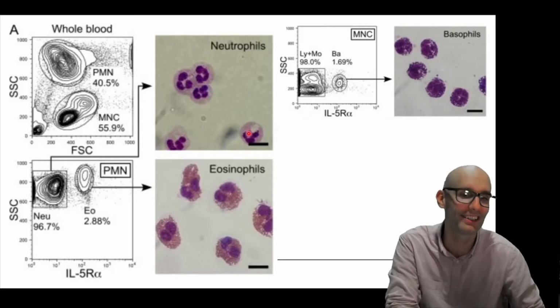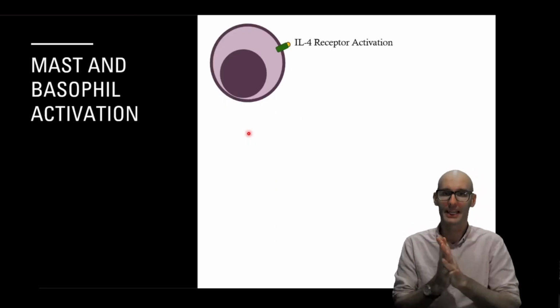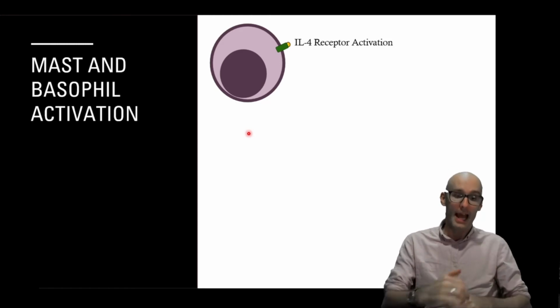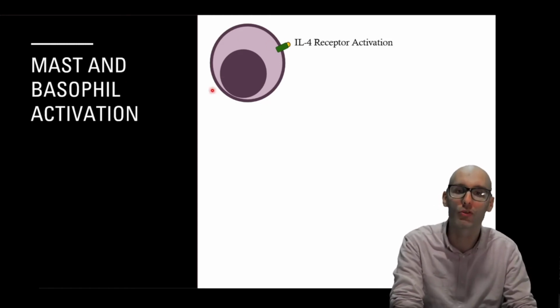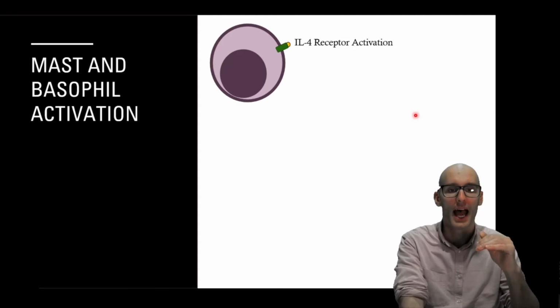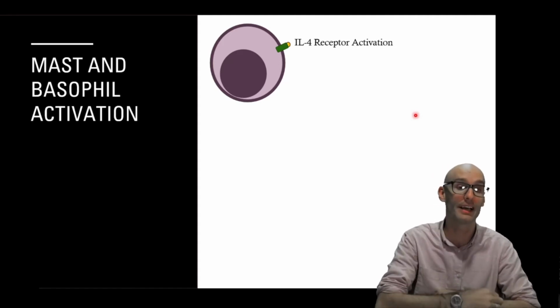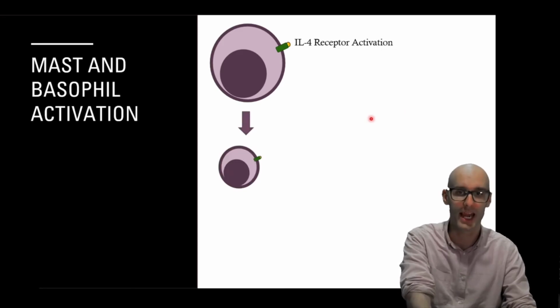Cool. So that's how to distinguish those cells. How do they fit into the Th2 response? Well, let's jump into it here. So let's look at mast cells and basophils because they have a lot in common. What happens when their IL-4 receptor is activated? So we know they've got the IL-4 and the IL-5 receptor. Let's just have a look at what happens when the IL-4 or 5 receptor is activated.